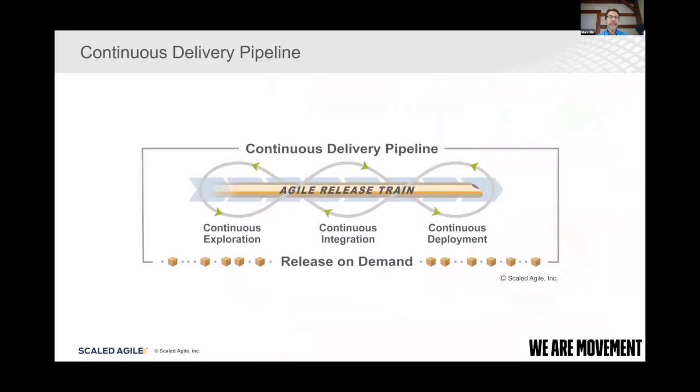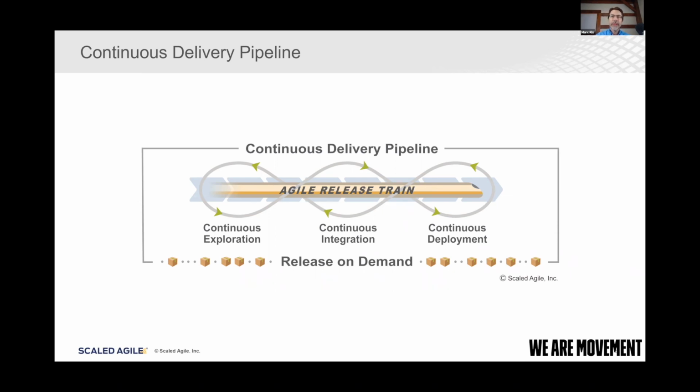Let's start with the continuous delivery pipeline, because with DevOps, it all starts here, right? We do DevOps so that we can enable continuous delivery. DevOps is really the set of practices and tooling, the technical practices, the engineering, the technical stuff that allows us to achieve continuous delivery through that pipeline. DevOps in SAFe has always enabled that value stream from end to end, which helps us build that continuous delivery pipeline through continuous exploration, continuous integration, continuous deployment, so that we can release on demand.